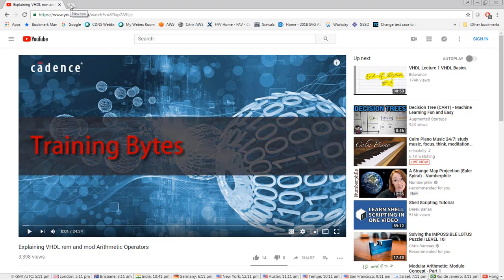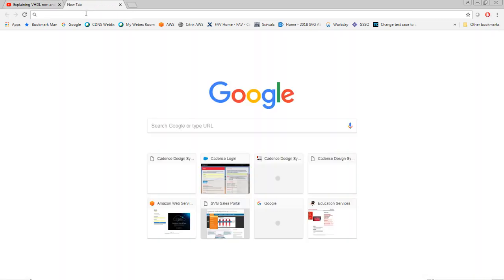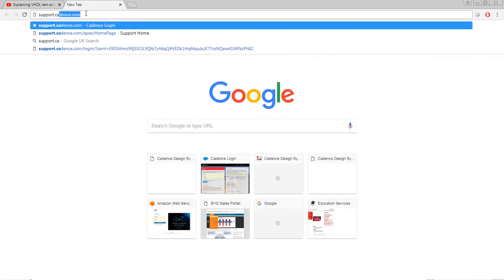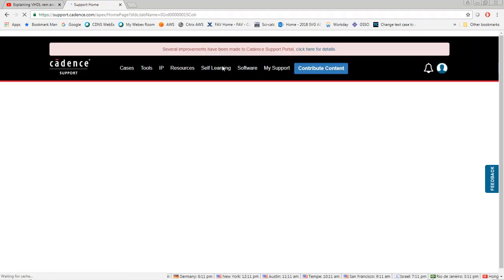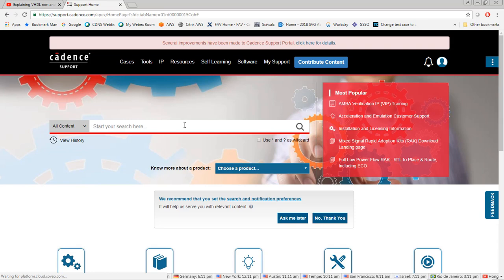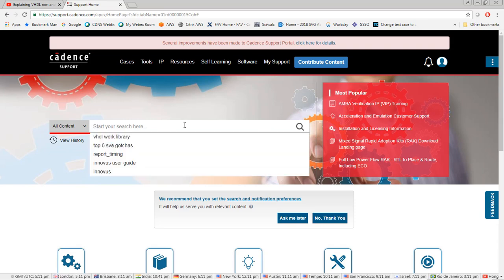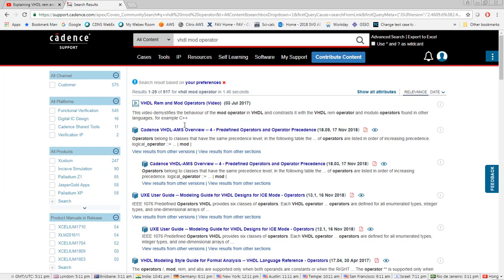Another way is support.cadence.com, so just type in your browser support.cadence.com. You will need a login for this. You need to register, and you have to register with an email address that's a proper company. You can't put Gmail or anything similar in there. And when this page comes up, just say VHDL mod operator, and then you'll see there's a video for this.